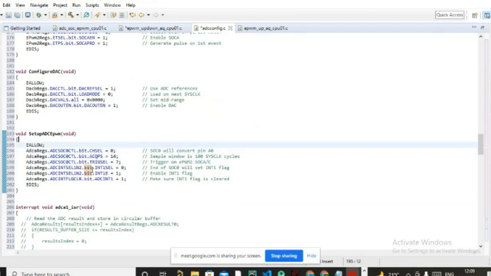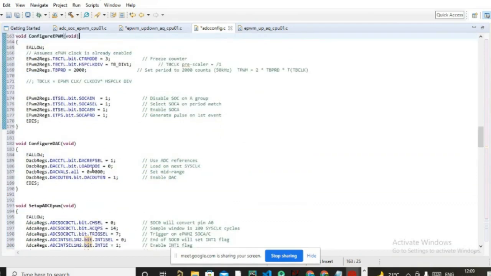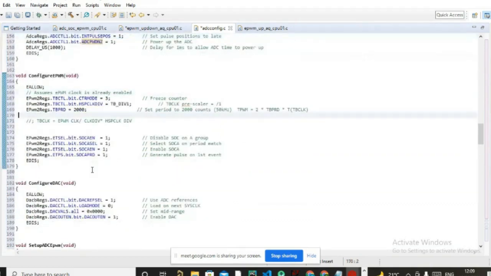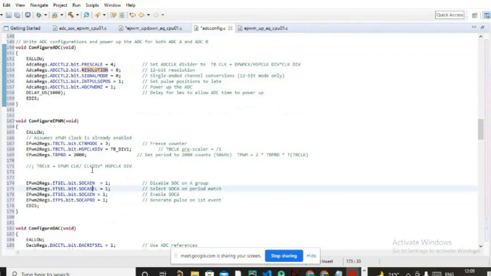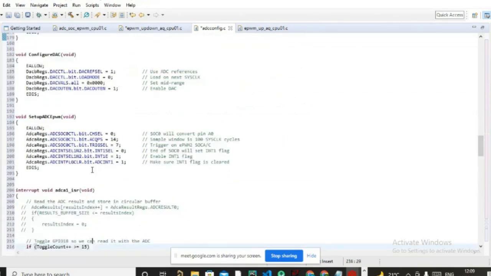So three functions we saw. Basically, first we saw configure ADC, like selecting clock frequency and everything for ADC. Then configure EPWM in order to generate the start of conversion signal. Then we saw DAC, how to see output with DAC. Then we saw how to select ADC SOC on a particular channel, like what channel you need to convert. So for that, there is a predefined function known as setup ADC PWM. So these three instructions I have explained before.